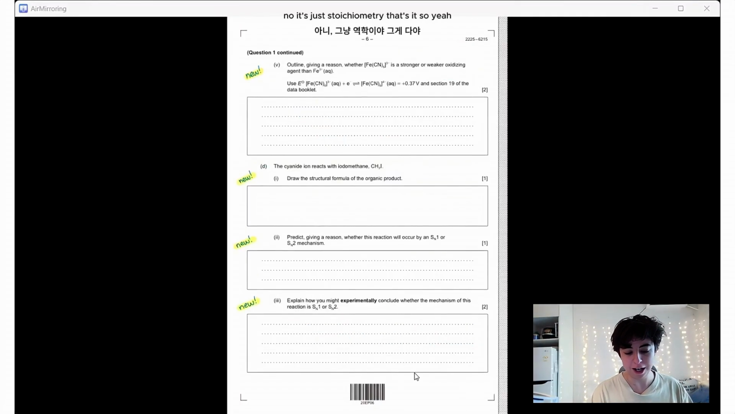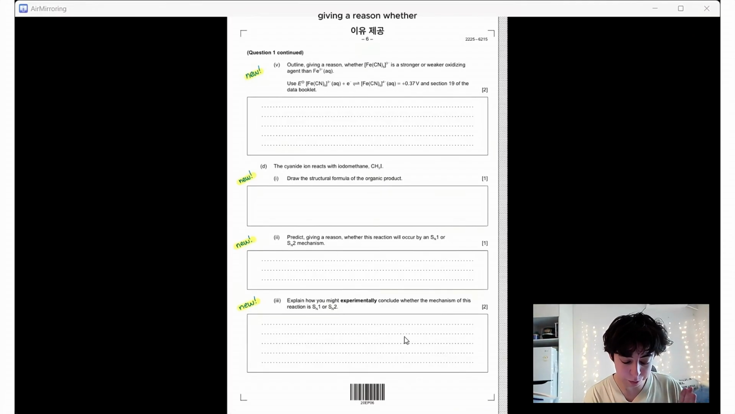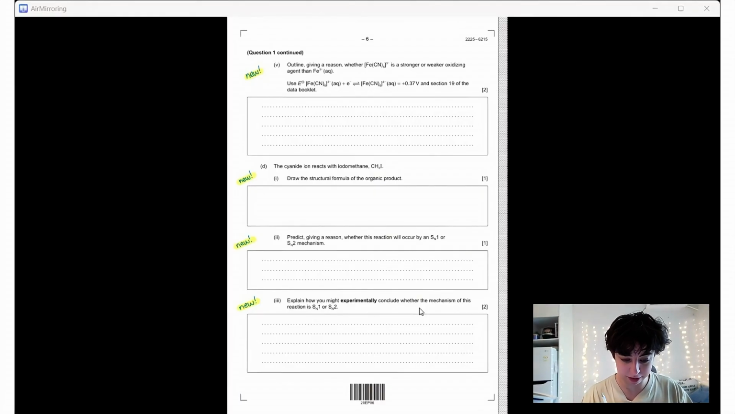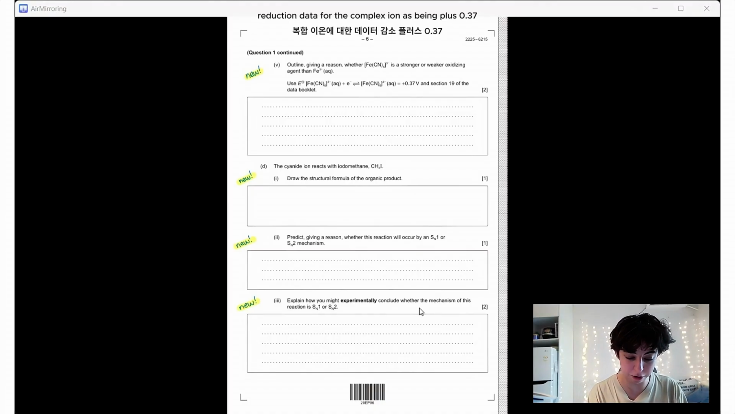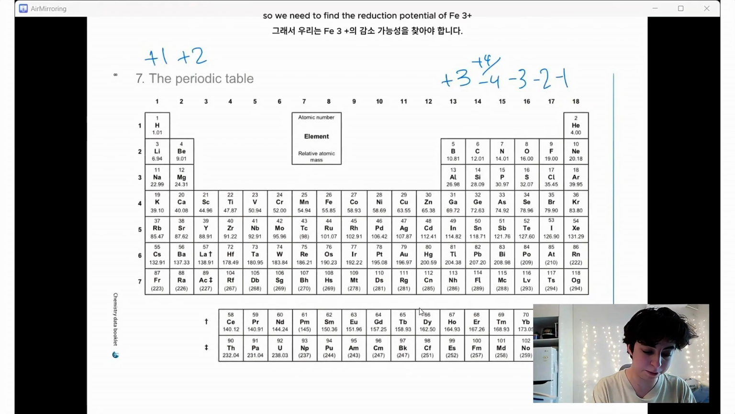So yeah, for part 5, the final subpart of this video, the outline is giving a reason whether the complex is going to be a stronger or weaker oxidizing agent than Fe3+. And so we are given the electrochemical reduction data for the complex ion as being plus 0.37. So that is its reduction potential. So we need to find the reduction potential of Fe3+.